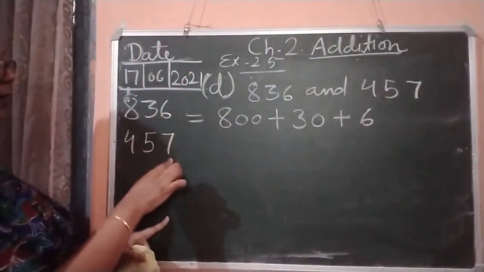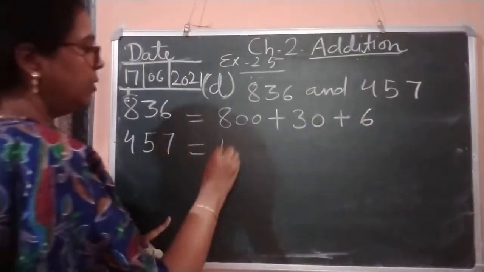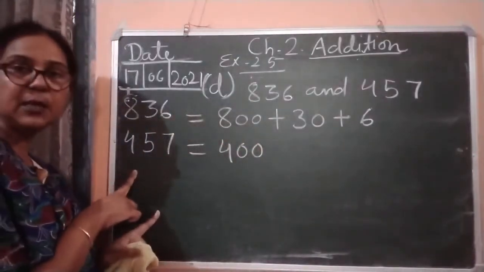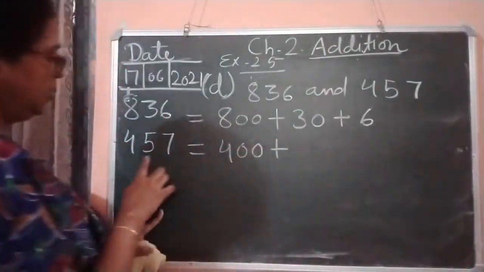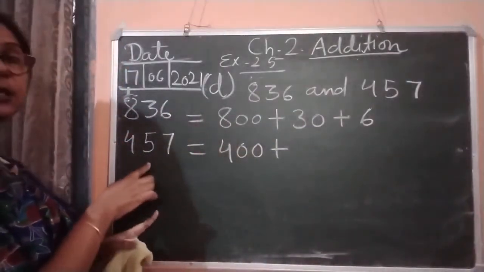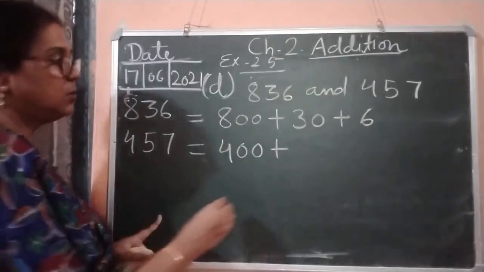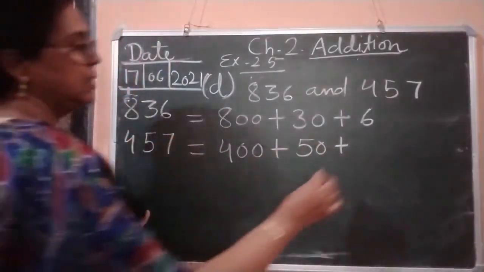Now 457. Now we will write in expanded form 400 because this is at the hundreds place. Then this is at the tens place, one number is there after it, so we will write 50, and after that 7 is there.